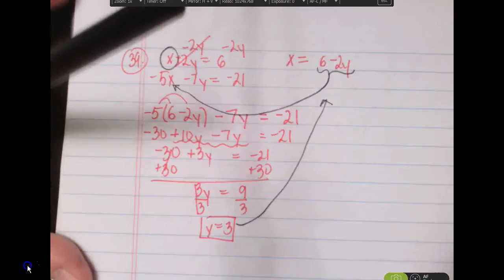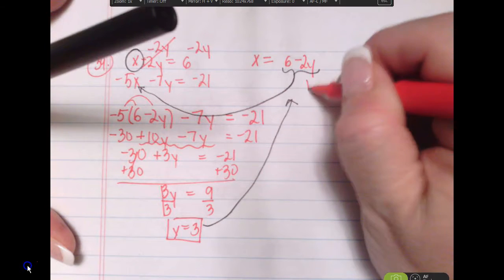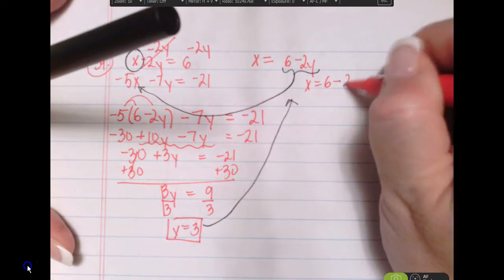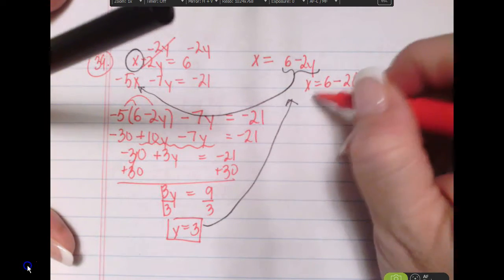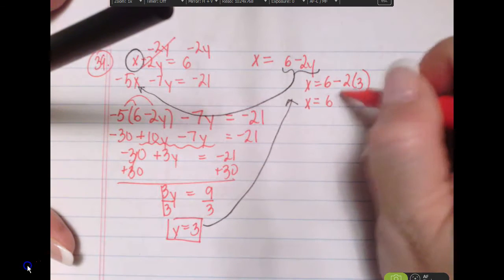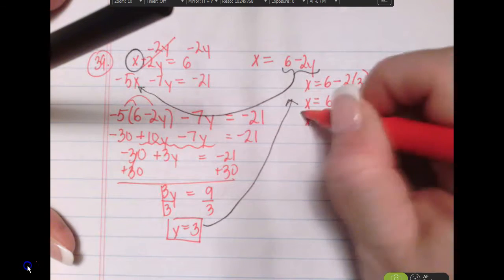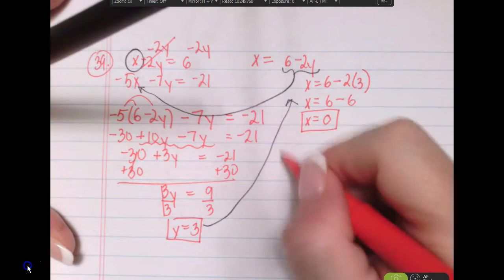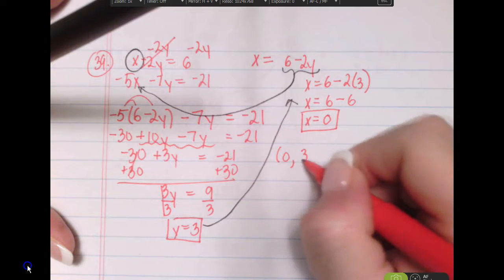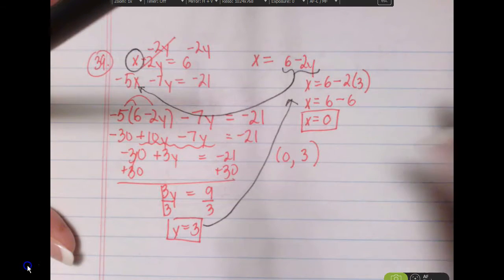So x equals 6 minus 2 times whatever y is. In this case it's 3. 6 minus 2 times 3 is 6. 6 minus 6 is 0. So writing my solution as an ordered pair, there you go.